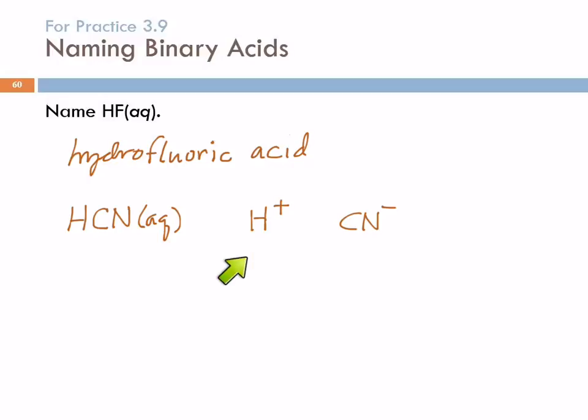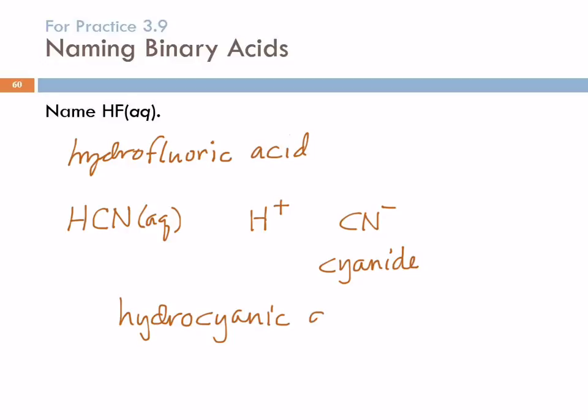So we're going to get hydrogen ion and what's the name of that? Cyanide. So we're going to apply the pattern hydroblank-ic acid, but we don't have one element. We're going to use this name. So then this is hydro. We're going to take cyanide and get rid of the "ide" ending and swap it for "ic." Hydrocyanic acid. Any questions?